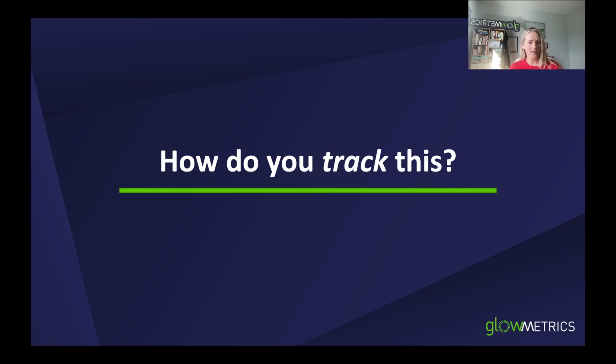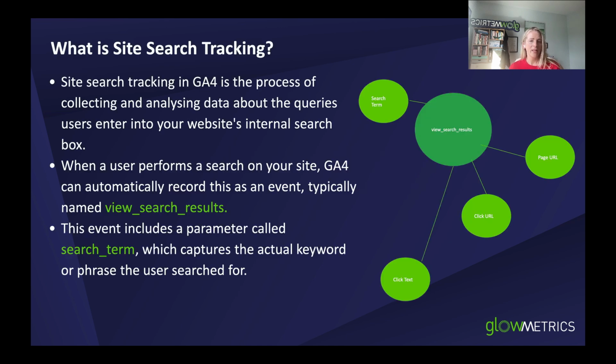So how do you track site search? There's two key things that we're going to talk about here. We're going to talk about events and event parameters. And when a user performs a search on your site, GA4 can automatically record this as an event. The event is called view_search_results. The event then can pick up a parameter, which is stitched to an event. It adds more context around the details of that event.